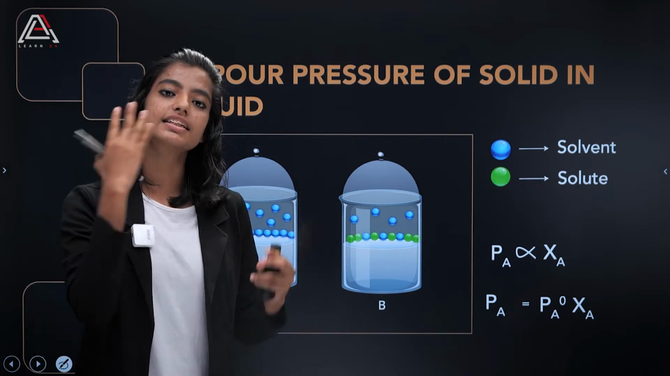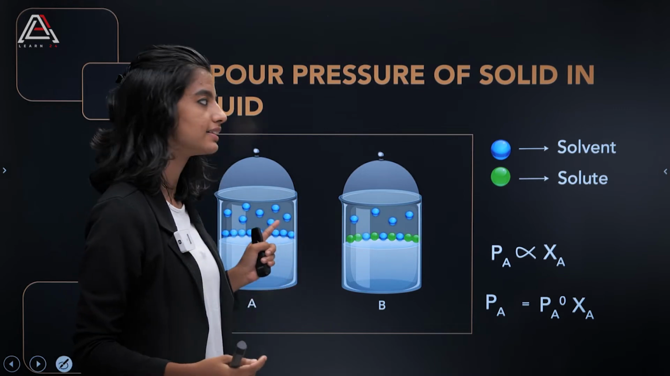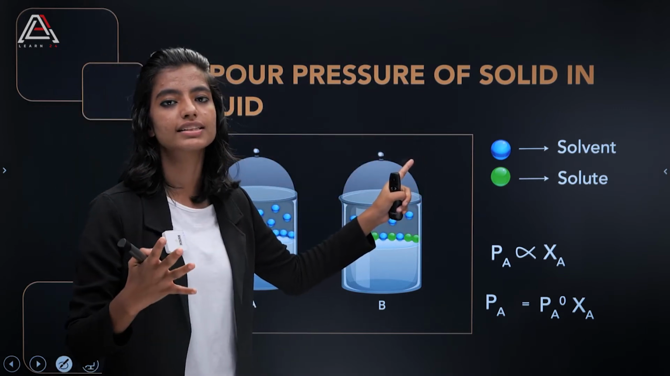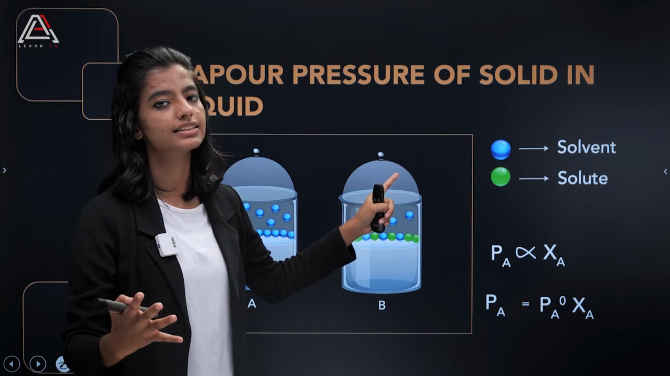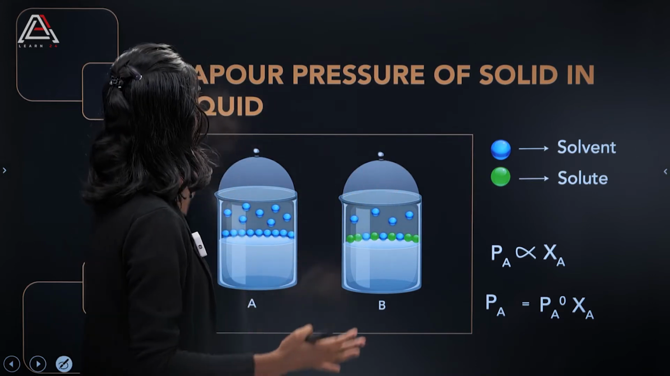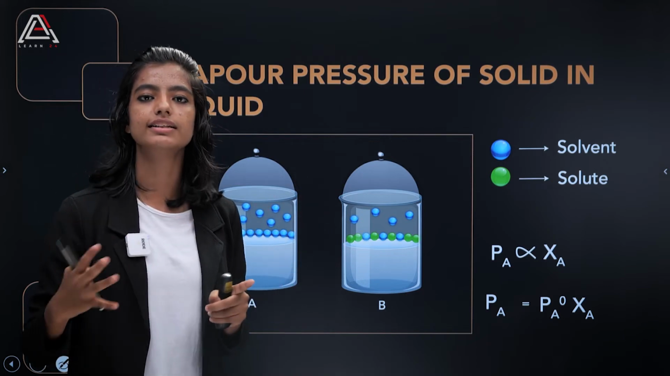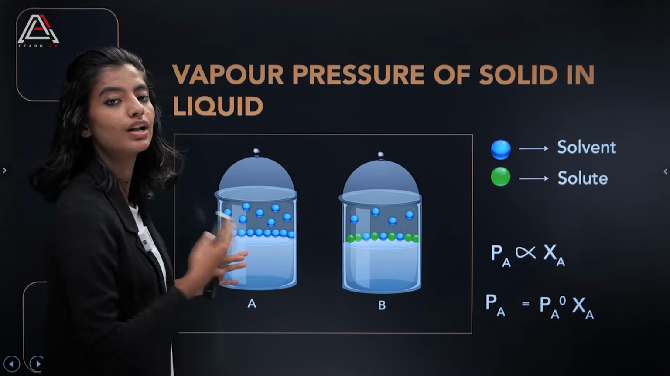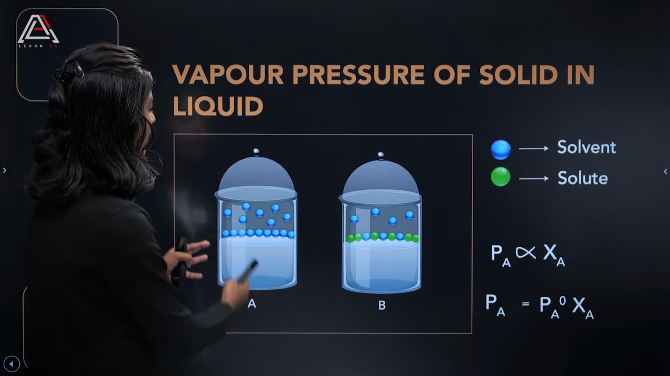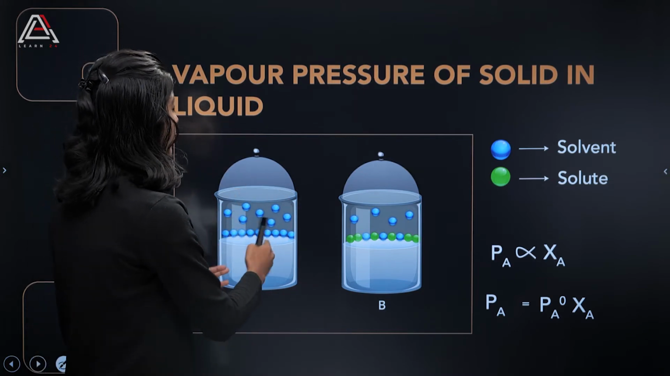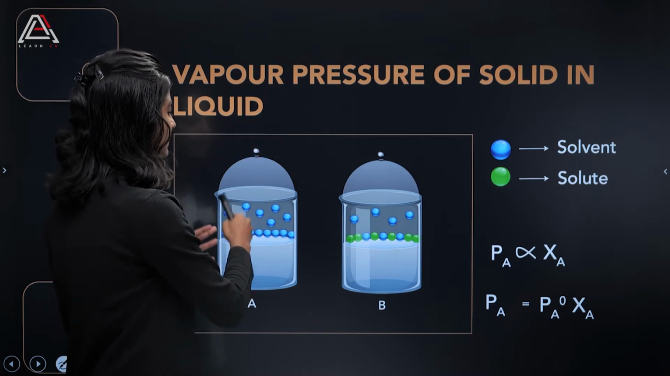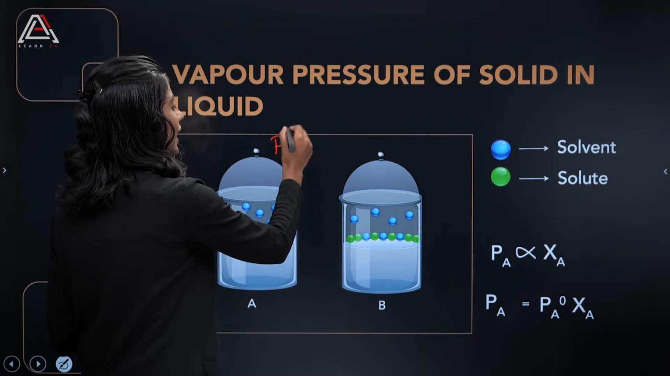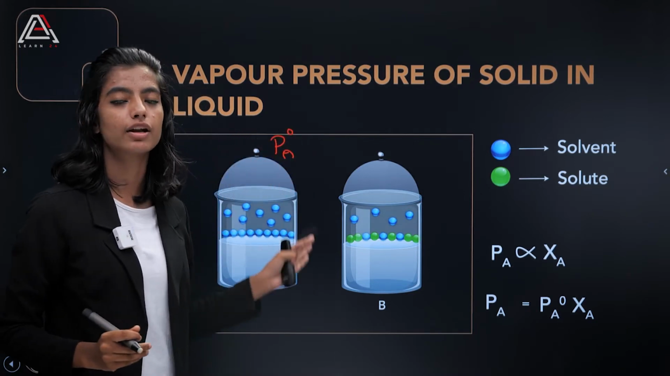We already discussed liquid in liquid. Now let's discuss solid in liquid. Solid is non-volatile. We are adding a non-volatile solute, the solid, to a volatile liquid, the solvent. Now this is the solvent, A, a volatile solvent. This is the vapor, and the pressure exerted by this vapor is called the vapor pressure. I can represent that as PA naught.